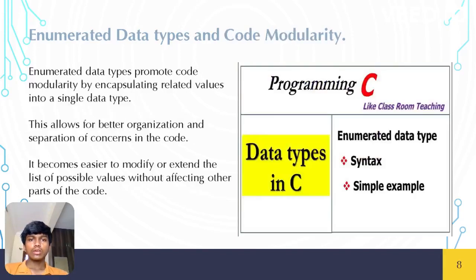Next is code modularity. Enumerated data types promote code modularity by encapsulating related values into a single data type. This allows for better organization and separation of concerns in the code. It becomes easier to modify or extend the list of possible values without affecting other parts of the code.